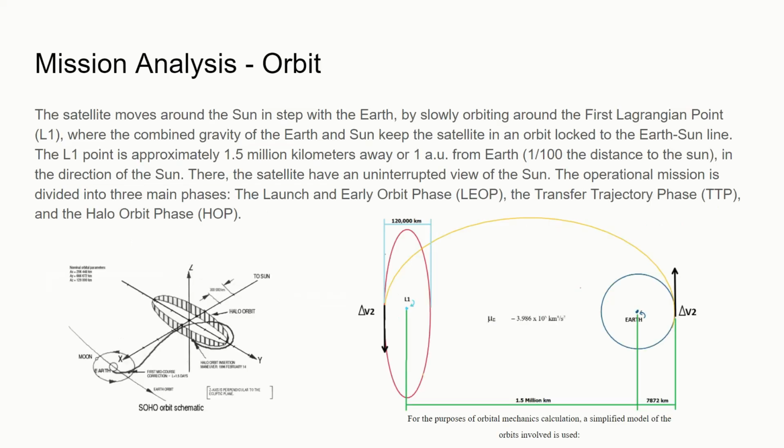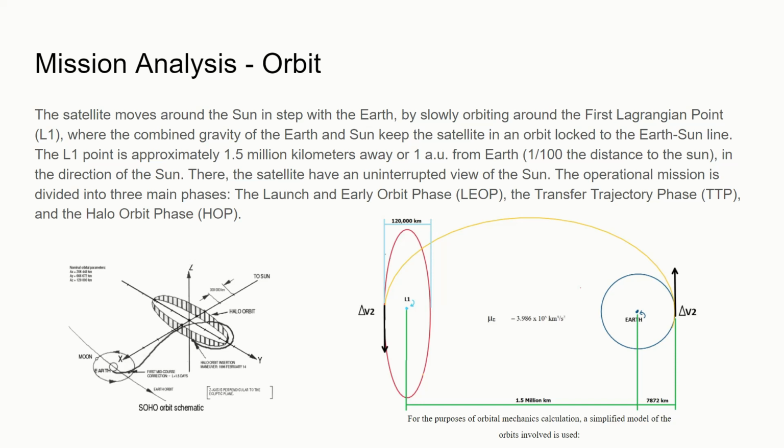The satellite moves around the Sun in step with the Earth by slowly orbiting around the first Lagrangian point, where the combined gravity of the Earth and Sun keeps the satellite in an orbit locked to the Earth-Sun line. The L1 is approximately 1.5 kilometers away from the Earth's surface. The satellite will have an uninterrupted view of the Sun there.